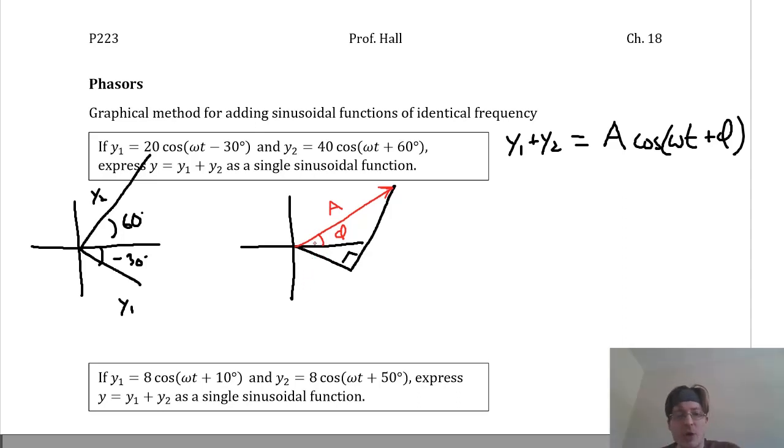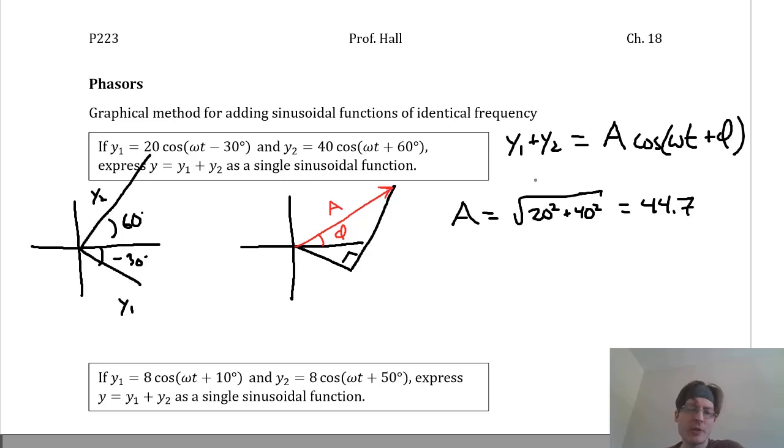Okay, so you can just do it geometrically. First, the amplitude is easiest. The amplitude, just use Pythagorean theorem. It'll be the square root of 20 squared plus 40 squared, which comes out to be 44.7. So I just get a new sinusoidal function whose amplitude is 44.7.